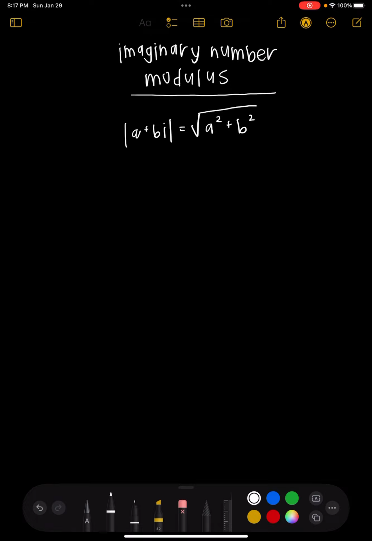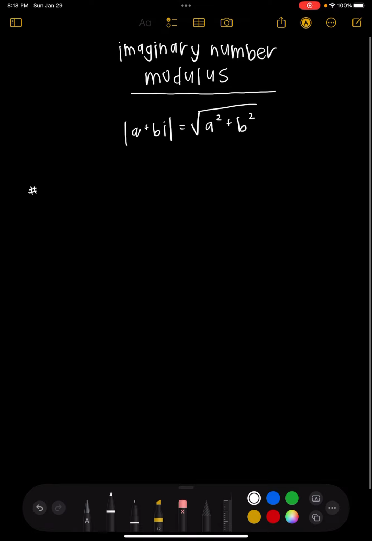So to find the absolute value of an imaginary number, we use this formula. The absolute value of a plus bi is equal to the square root of a squared plus b squared, where a is the real part and b is the imaginary part. So let's get started with some examples.